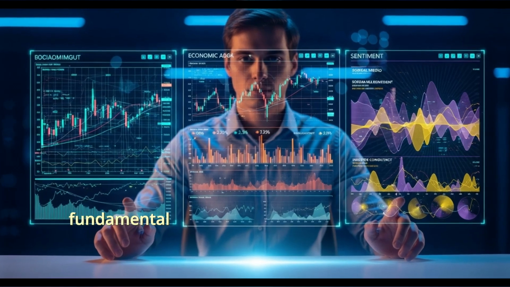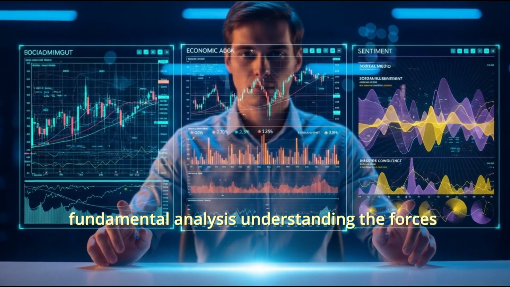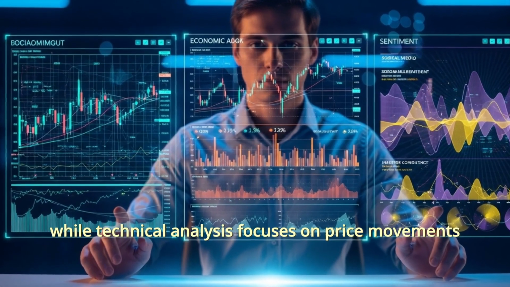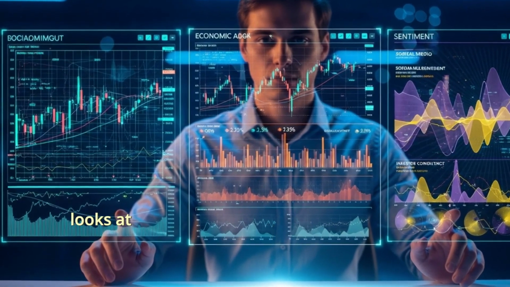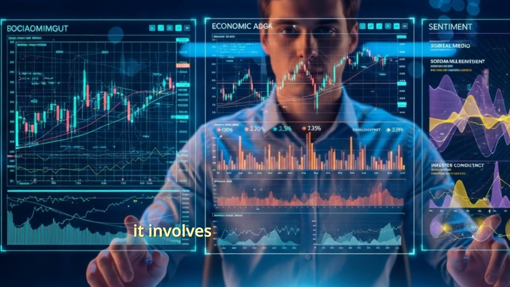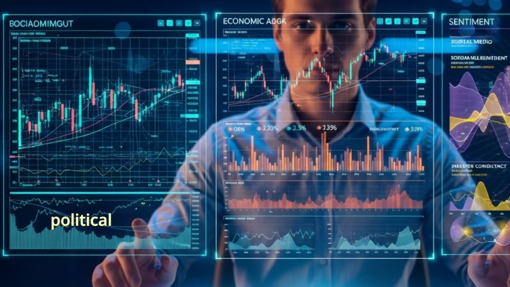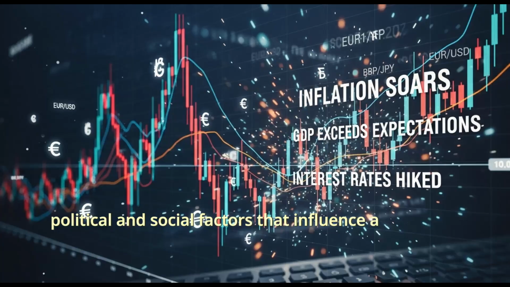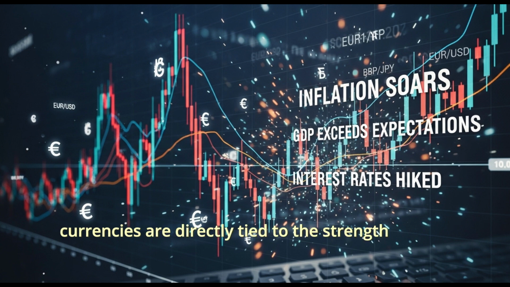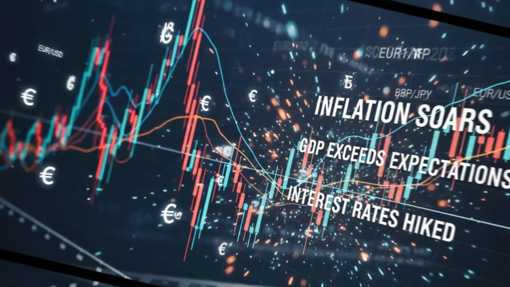Fundamental analysis, understanding the forces behind the market. While technical analysis focuses on price movements, fundamental analysis looks at the underlying factors that drive those movements. It involves evaluating economic, political, and social factors that influence a country's currency value. Currencies are directly tied to the strength of their respective economies.